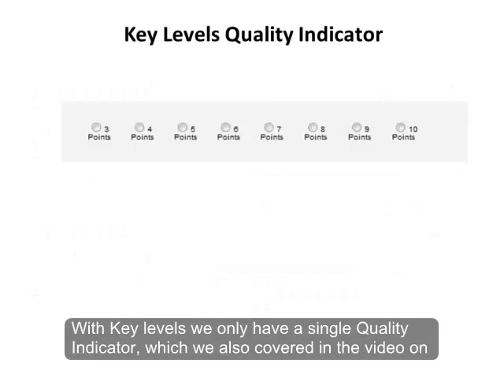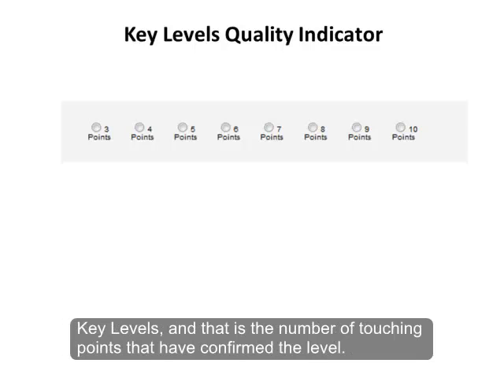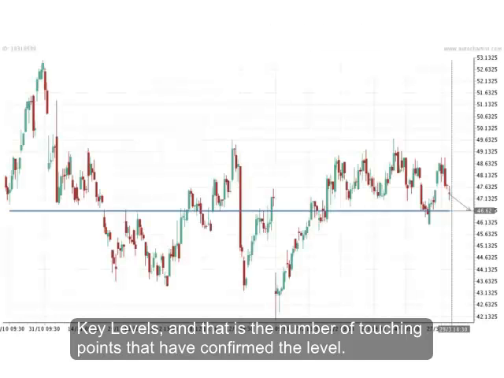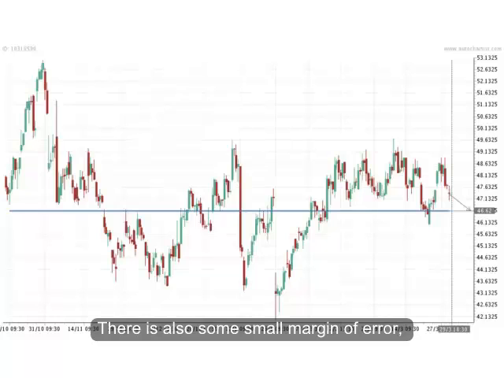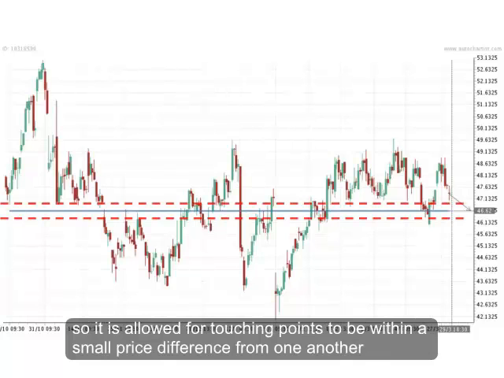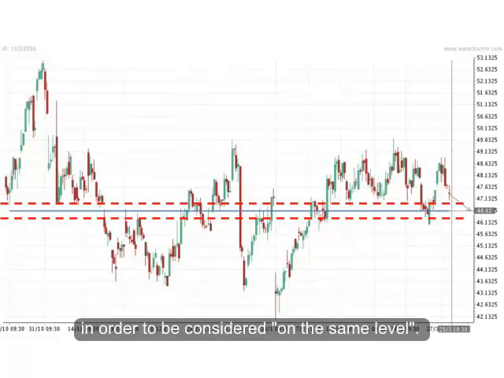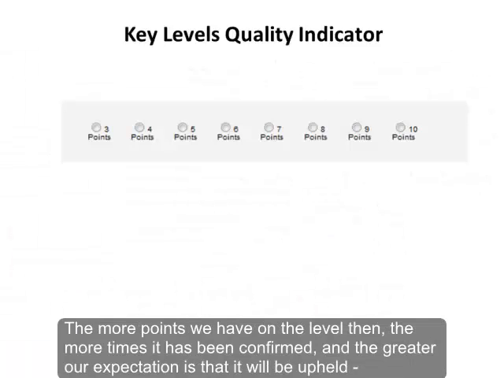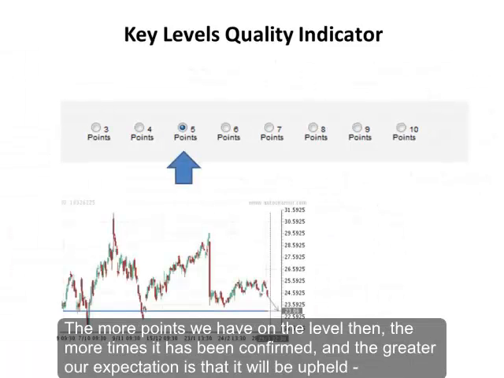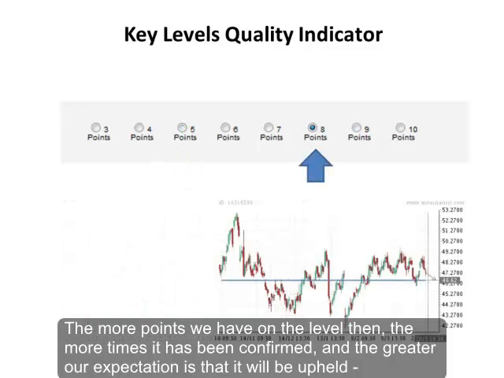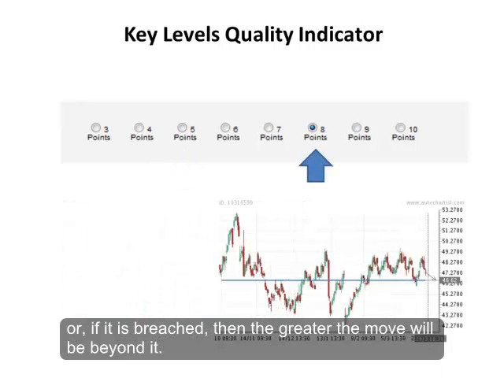With key levels, we only have a single quality indicator, which we've also covered in the video on key levels, and that is the number of touching points that have confirmed the level. There's also some small margin of error, so it is allowed for touching points to be within a small price difference from one another in order to be considered on the same level. The more points we have on the level then, the more times it has been confirmed, and the greater our expectation is that it will be upheld, or if it is breached, then the greater the move will be beyond it.